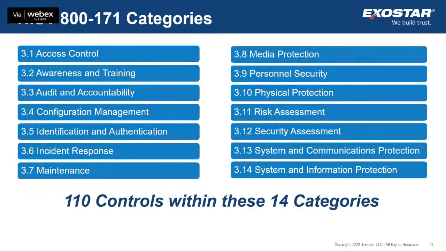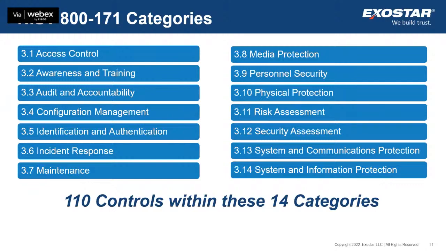So these are those different categories, right? These are those 14 categories which those 110 controls fall into. It is all those things around, as you see here, access control, that awareness and training I talked about, the physical protection, the overall security assessment of the system, etc. So these are the big groupings, if you will, of how these fall in place.